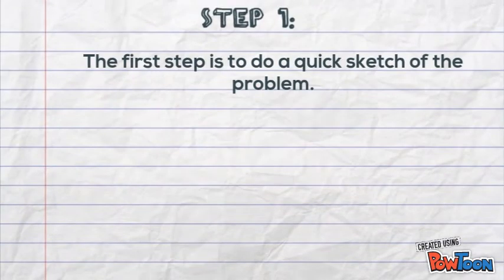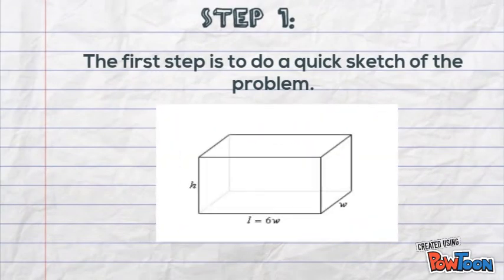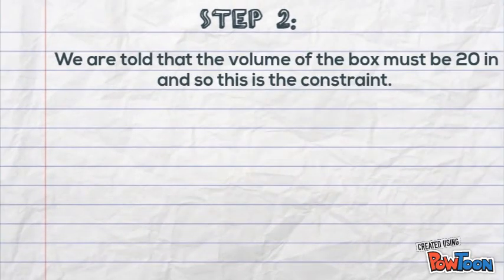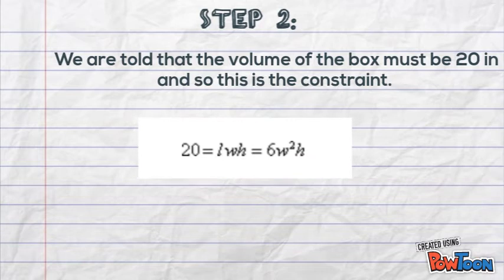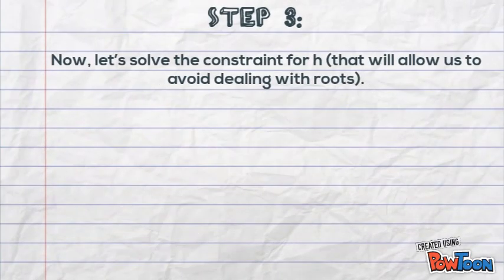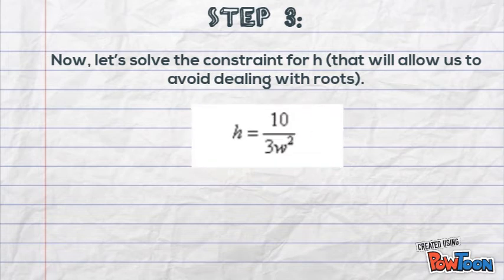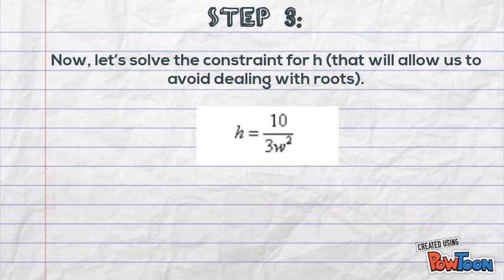The first step is to do a quick sketch of the problem. We are told the volume of the box must be 20 cubic inches, and so this is the constraint. 20 equals LWH, which equals 6W squared H. Now, let's solve the constraint for H. That will allow us to avoid dealing with roots. H equals 10 over 3W squared.